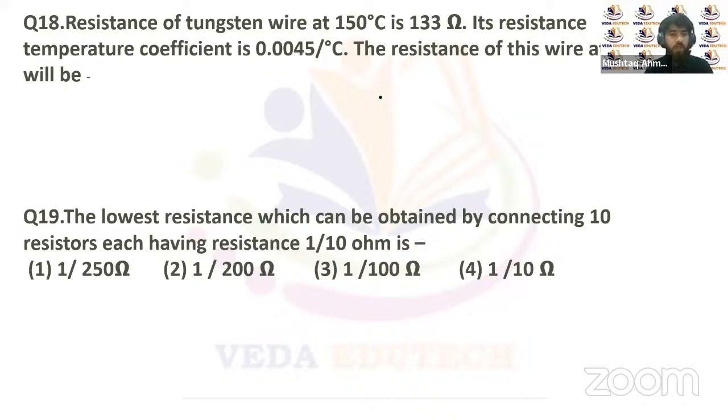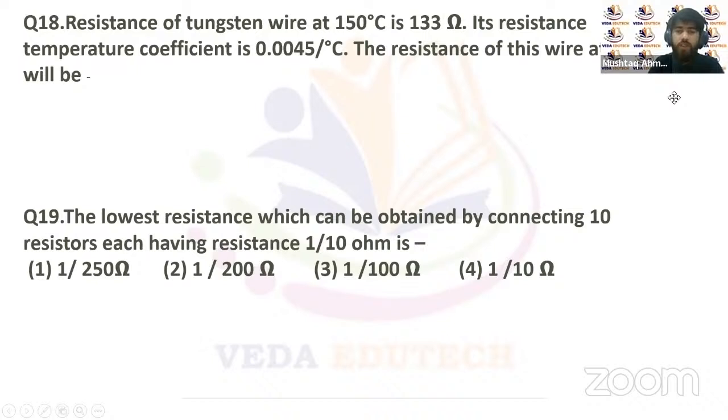V upon 2R. Now let's discuss a few more questions, right? Now you can see here the resistance of a tungsten wire at 150 degrees centigrade is 133 ohm. Its resistance temperature coefficient is 0.0045 per degree centigrade.